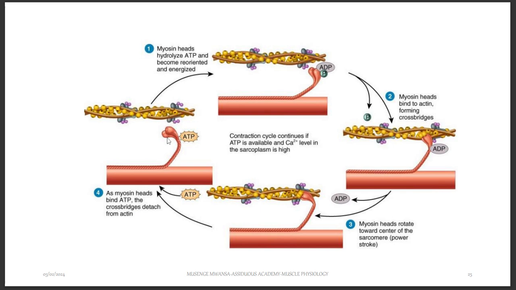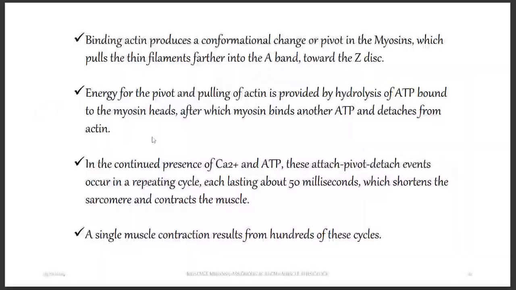So what happens if a person dies, in rigor mortis? There will be no detaching here because the last ATP molecule has been used up. So someone who has died cannot relax because there is no ATP to make the myosin and the actin detach. Okay.